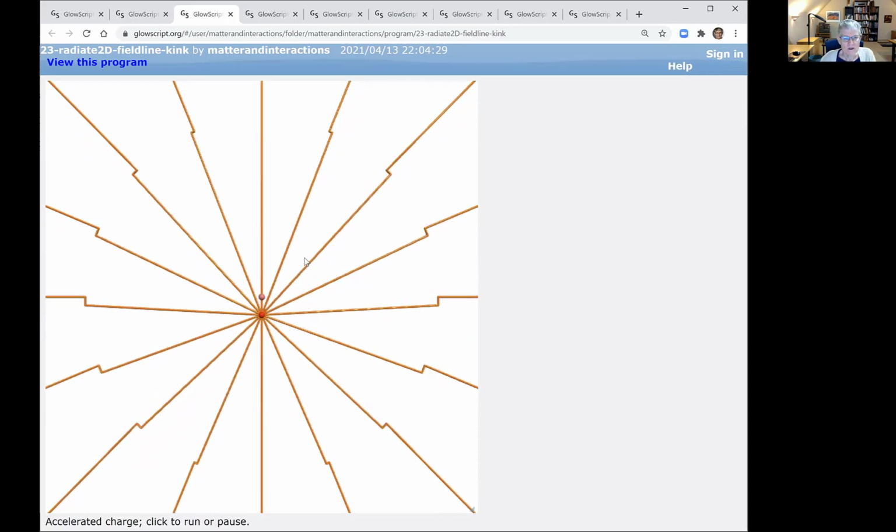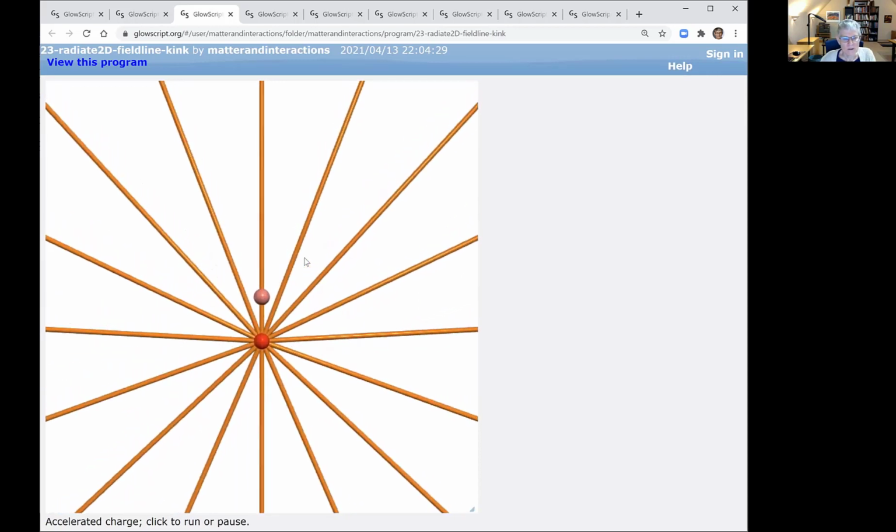Well, these field lines look odd, so let's think about what's happening. If you're an observer standing, say, here where my cursor is, what you see is unambiguous. You see an electric field pointing away from the current location of the charge.